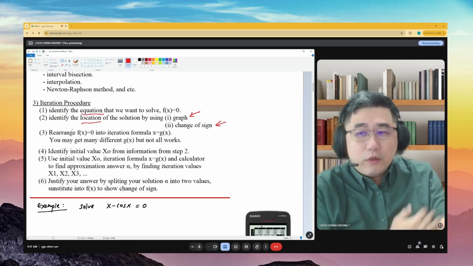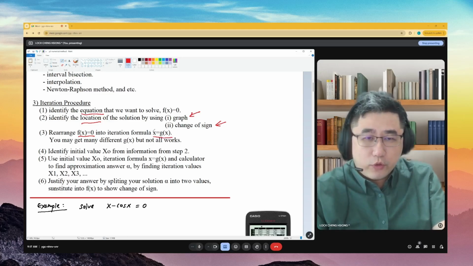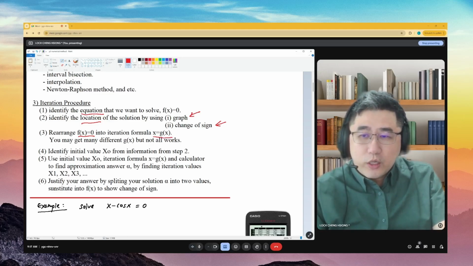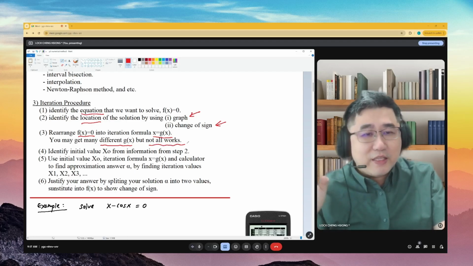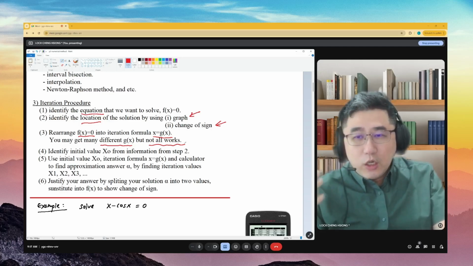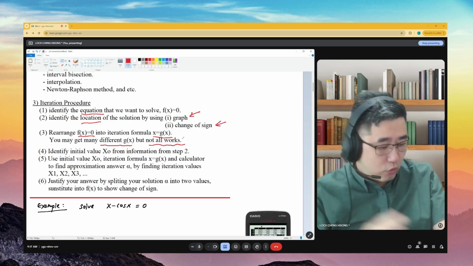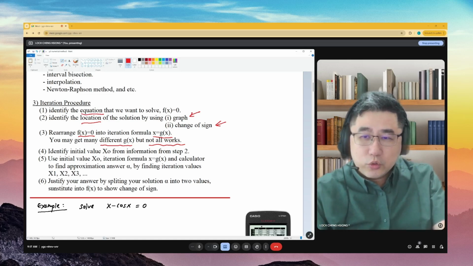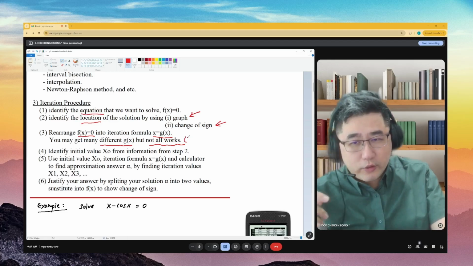Step three, rearrange f(x) equals 0, which is your equation, into the form x equals g(x). This x equals g(x), we call the iteration formula. Over here, due to the algebra work, you may get many different g(x), but you need to understand that not all work. For 2019 and before, the questions are not going to test the theory of why it works or why it doesn't. But for the 2020 syllabus, you will need to know why the g(x) fails and why it works. You need to know the theory part of it.